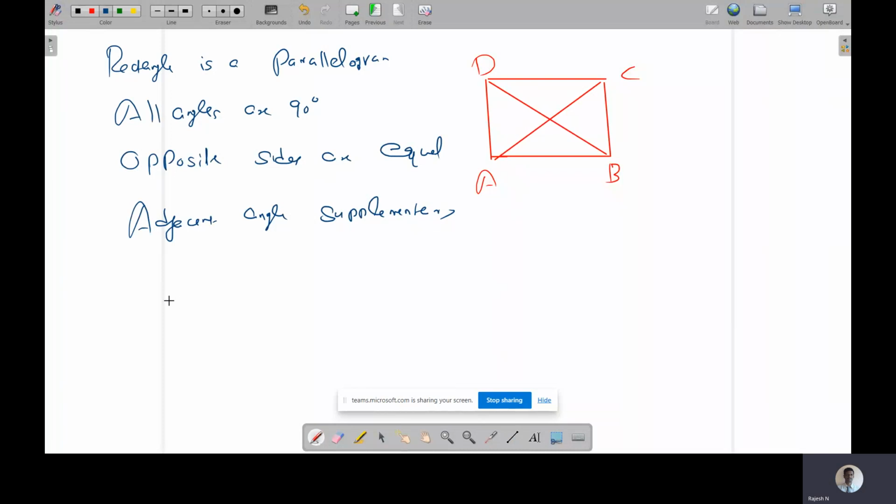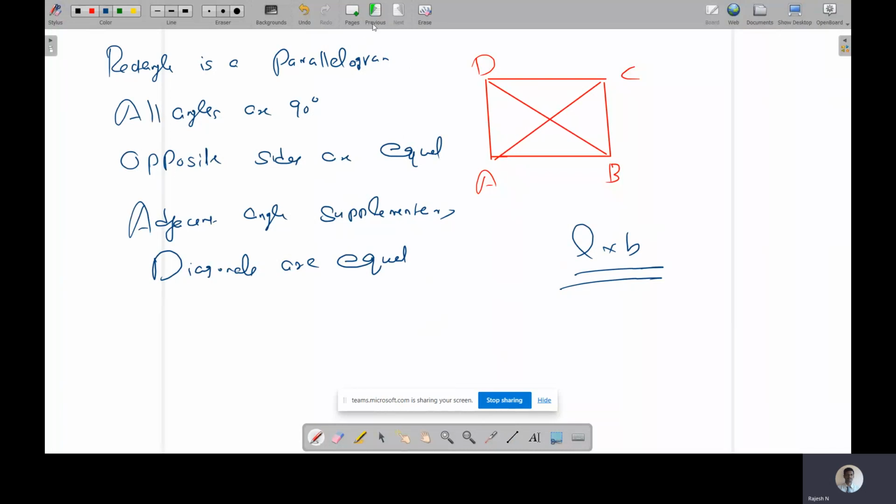Adjacent angles are supplementary. Next, diagonals are equal. This is about the rectangle. What is the area of a rectangle? Area of a rectangle is length into breadth. So first trapezium, after that a parallelogram, then parallelogram to rectangle.